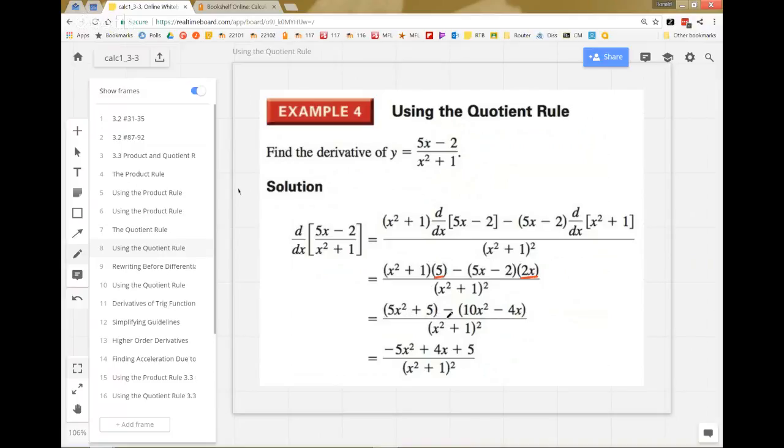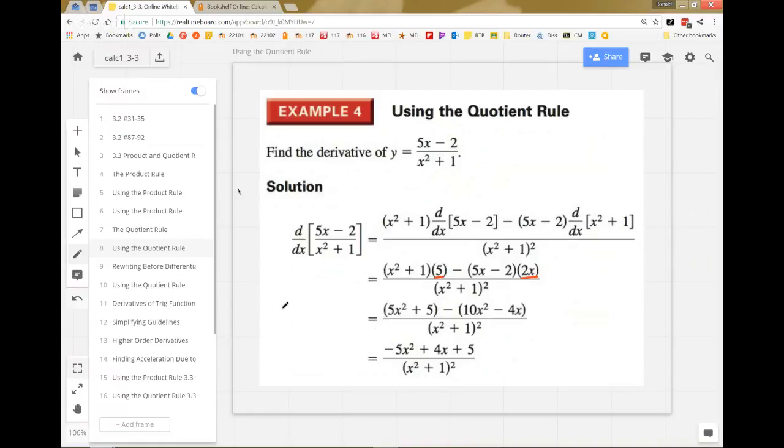5x squared plus 5 minus 10x squared minus 4x in parentheses. Bring the numerator all together, and you've got the derivative. Okay, any questions? Quotient rule.